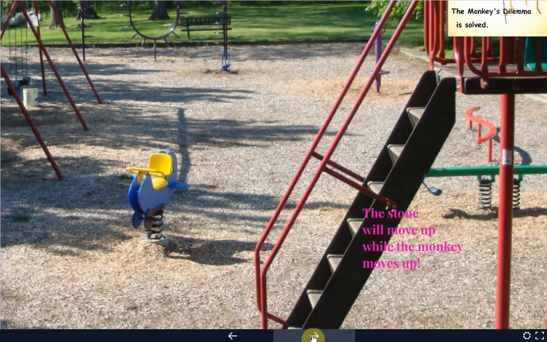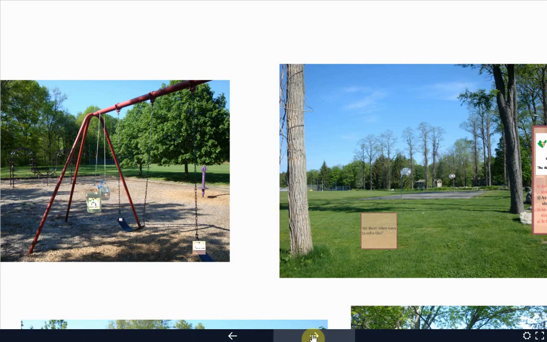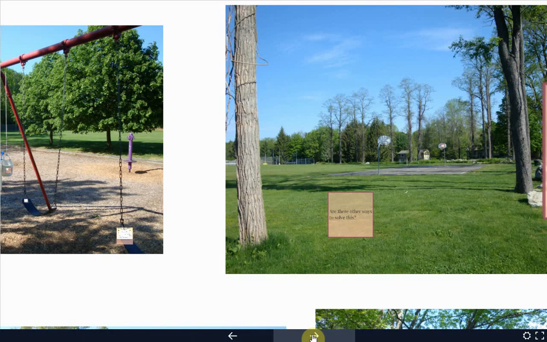Now this picture is a playground across my road. I live in New York. I don't usually get to New York often. I thought it'd be interesting to throw it in.